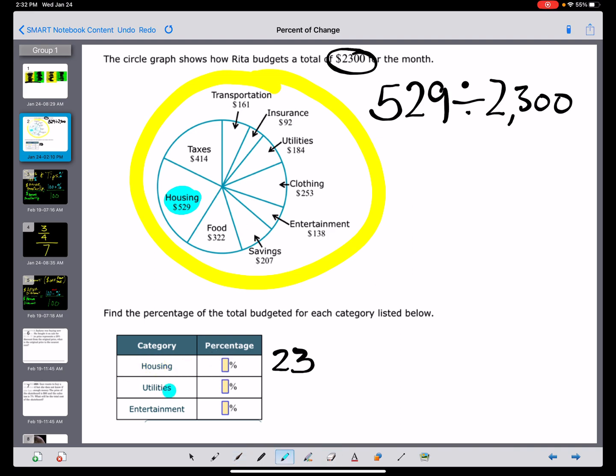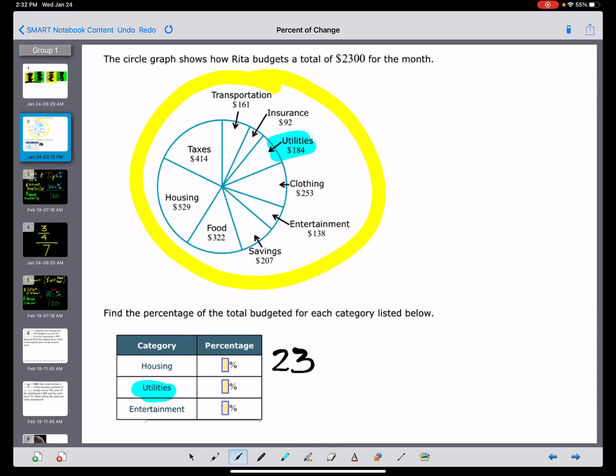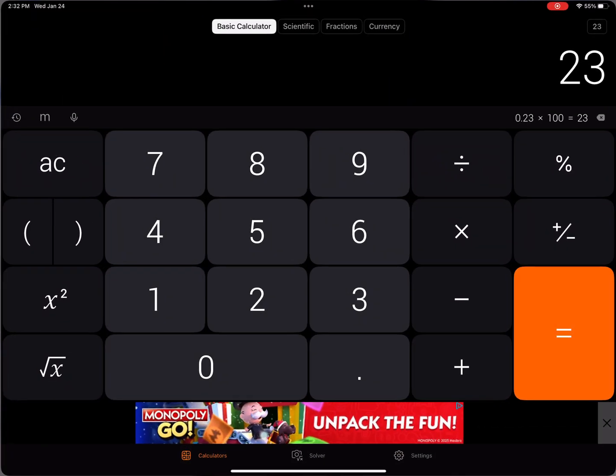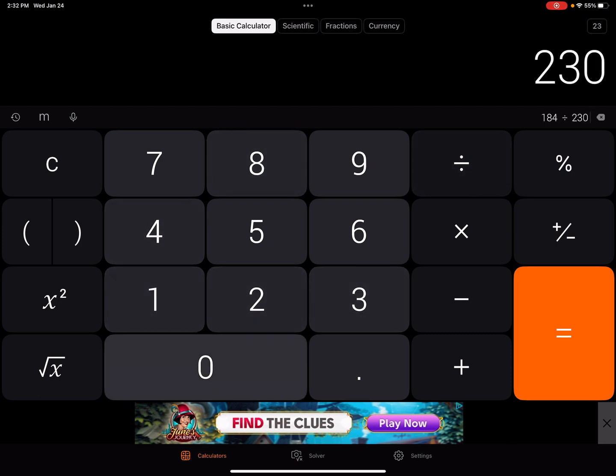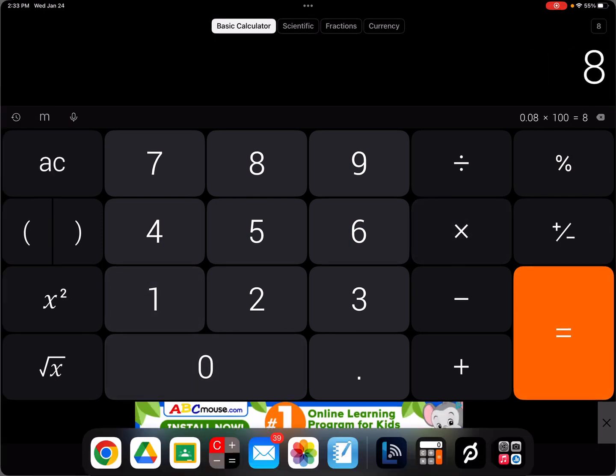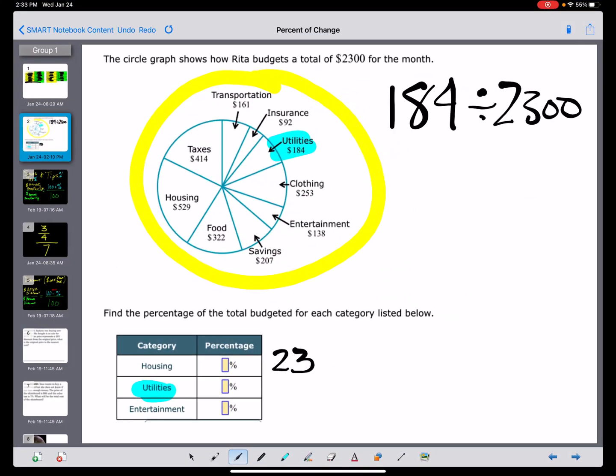All right, let's move on to utilities. And so utilities we find here, that's 184. So now in a division problem, we go with 184 as our dividend, and the divisor still is 2,300. We always use the total in the percentage equation. So 184 divided by 2,300, that's 0.08. And we multiply that by 100 to turn it to a percent. Of course, that is going to be 8. And so we would go with 8 for utilities.